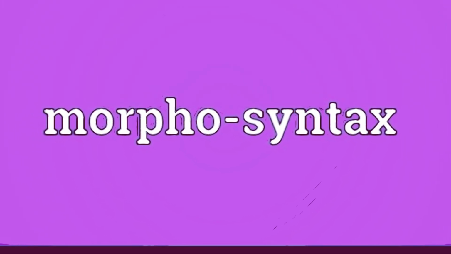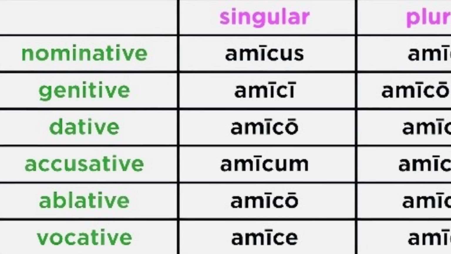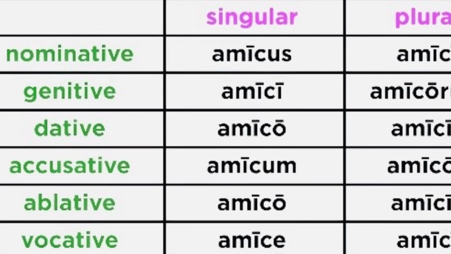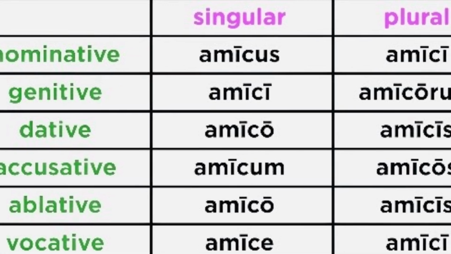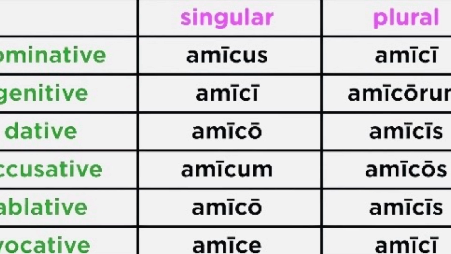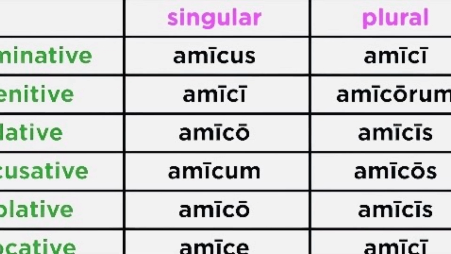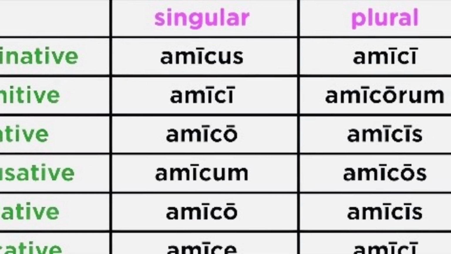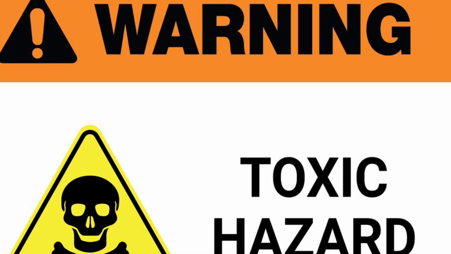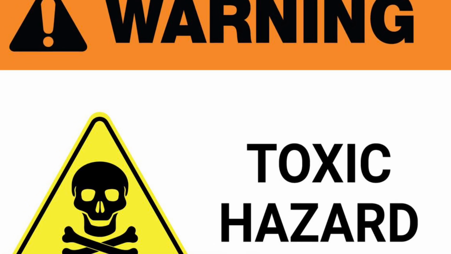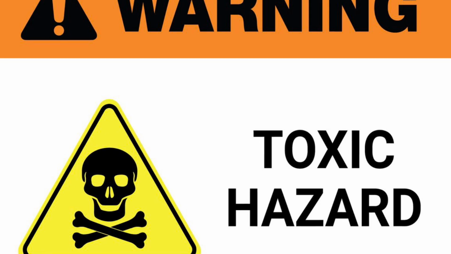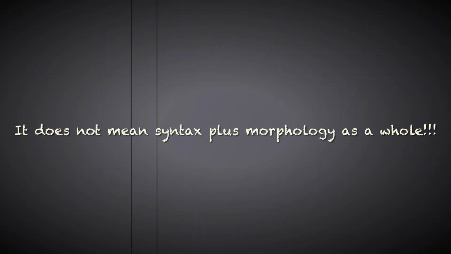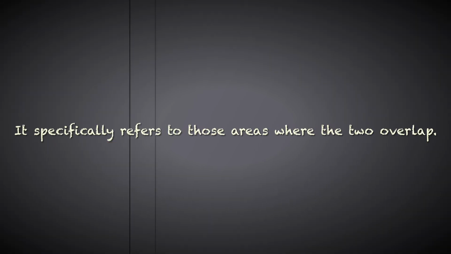Classic example would be a system of case affixes where the same forms are part of the word's morphology, but also signal how that word functions in the sentence. It is important to know, though, that the term morphosyntax is not just another way of saying grammar. It doesn't mean syntax plus morphology as a whole. It specifically refers to those areas where the two overlap.